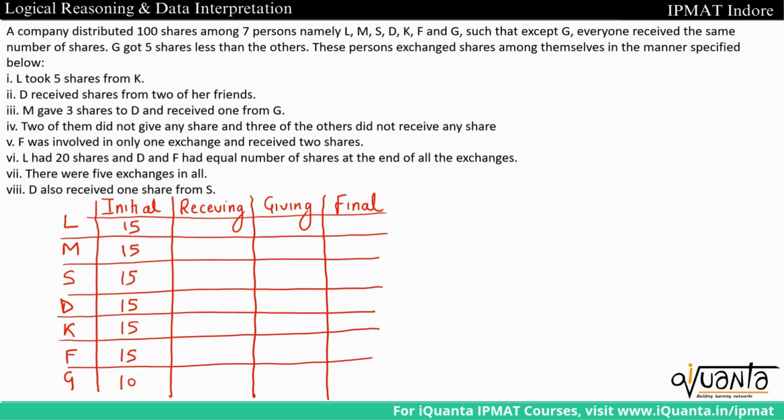using the direct clues first. So the first clue is L took 5 shares from K. So that means L received 5 shares. And from whom did he receive? From K. So that means K would have given 5 shares.